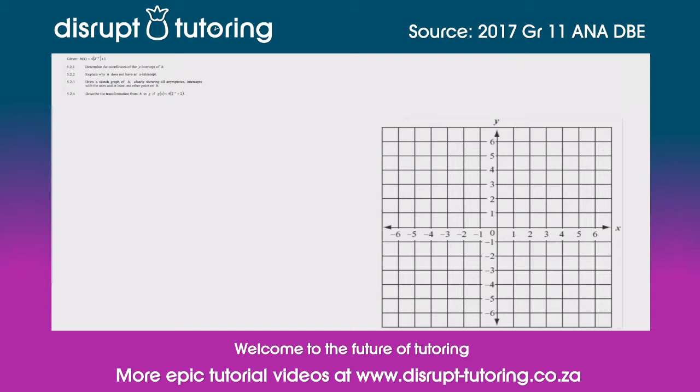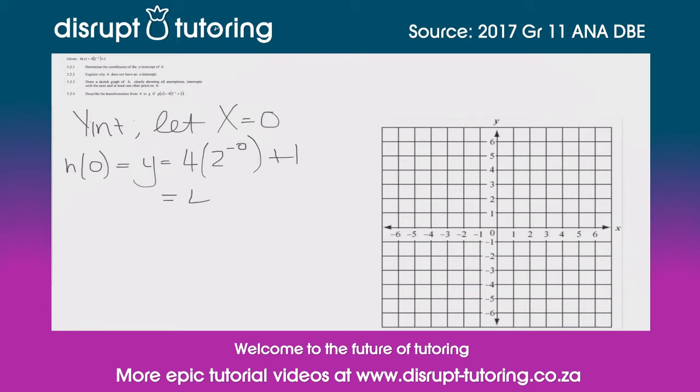In order to calculate the y-intercept, we always need to let x equal 0. So we're going to plug in a 0. That is going to be h of 0, which is equal to our y, which is equal to 4 times 2 to the minus 0 plus 1. That 2 to the minus 0 becomes 1, because remember, anything to the 0 is 1, plus 1, and that gives us 5. So therefore, our y-intercept in this case is going to be the point (0, 5).